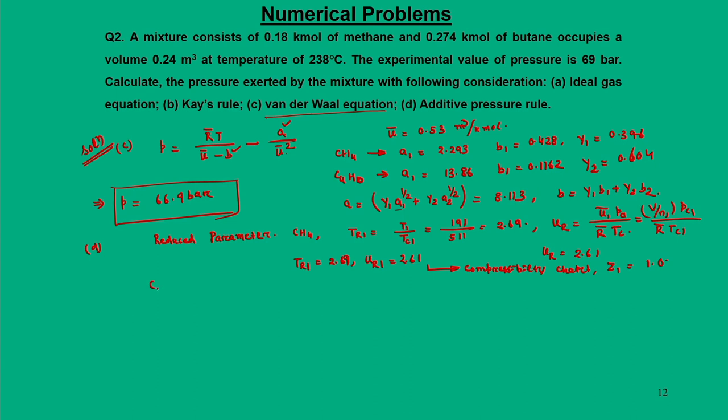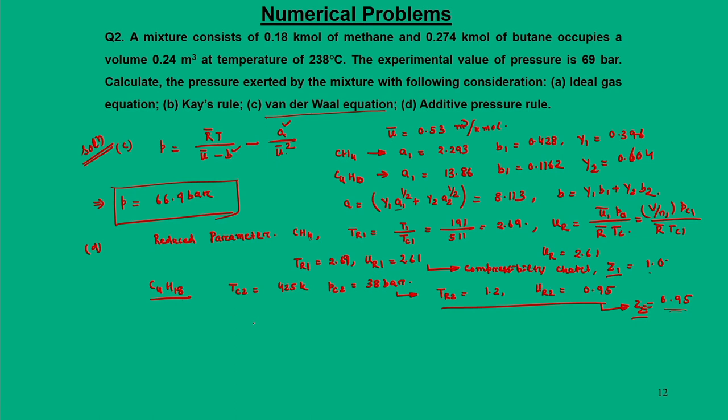Similarly, for butane, C4H10, we know TC2, that is 425 Kelvin. We know PC2, that is 38 bar. A similar procedure will be followed, and this will give you TR2 equal to 1.2, VR2 would be 0.95. So, these two data will give you Z2 equal to 0.95. So, the individual compressibility factors for the components we know: for methane it is approximately 1, that means it behaves as an ideal gas, and for butane it is 0.95.